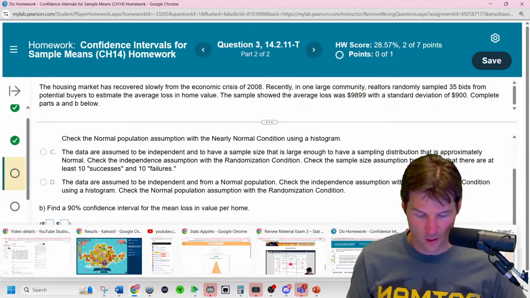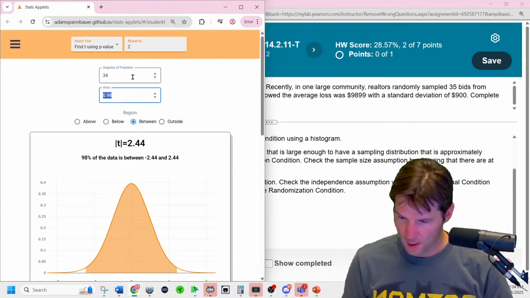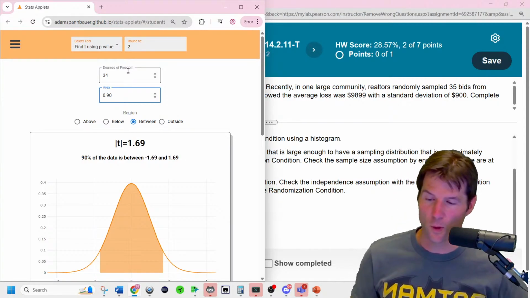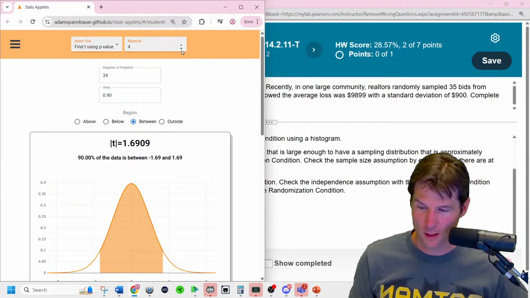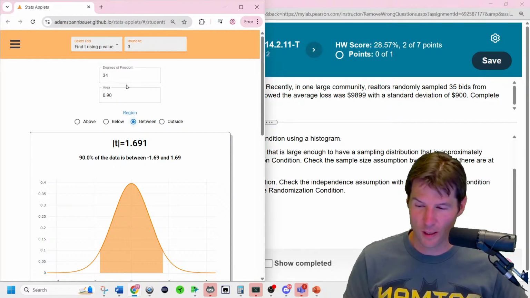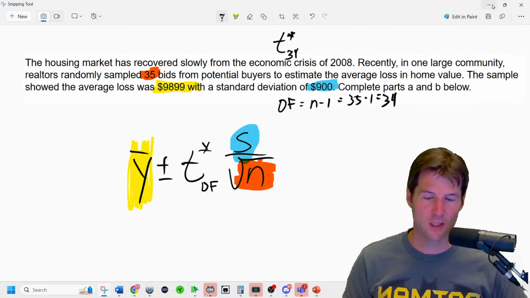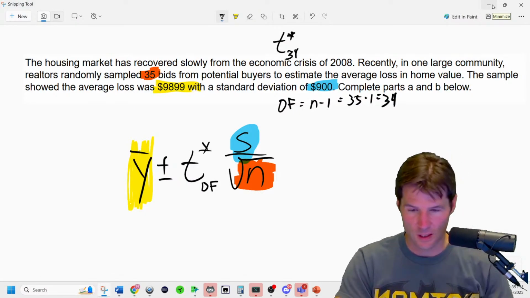Because of that, we go to the applet. We go to 34 degrees of freedom, and we go 90% confident. And it's 1.69, 1.691 with the extra decimal, because you go between your degrees of freedom and the confidence. Every T has degrees of freedom because it tells you the shape of the T. So 1.691.